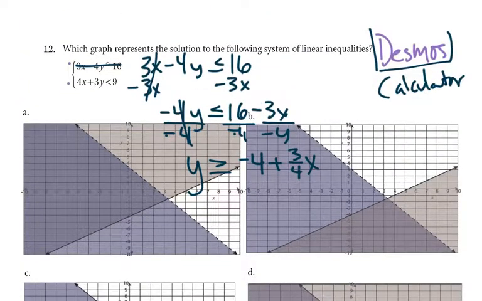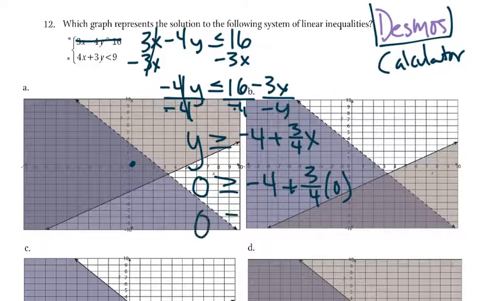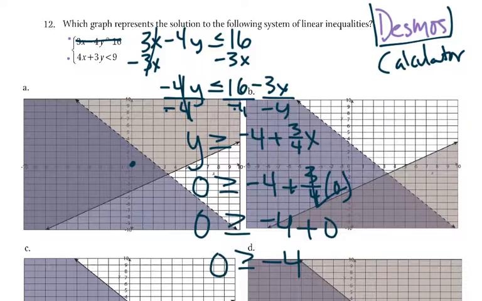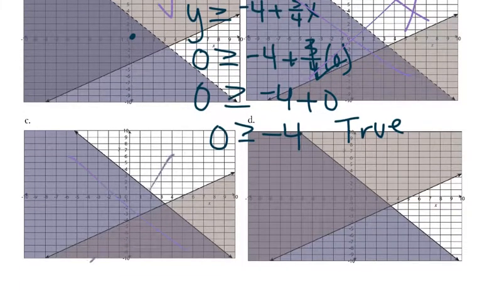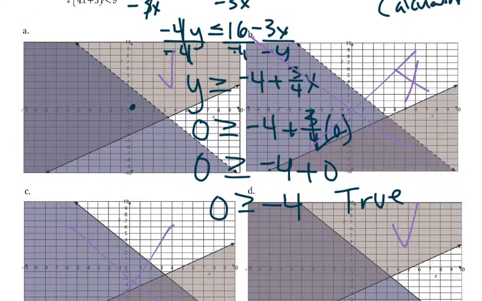Now, deciding which side to shade will help us. So if we pick our test point, 0 for x and 0 for y, 0 is greater than or equal to negative 4 plus 0, because 3/4 times 0 is 0, which is negative 4. Is 0 greater than negative 4? That's true. So from this line, we should be shading above. So that one would work. This one wouldn't, so we can eliminate this answer. This one wouldn't, we can eliminate that one. This one would. Okay? So it's either A or D.